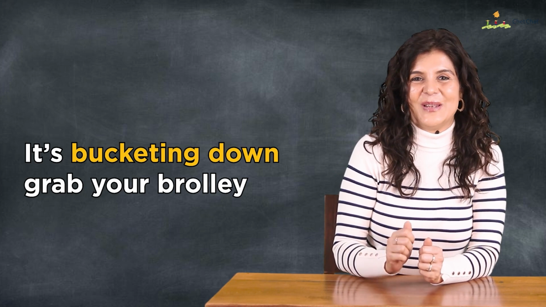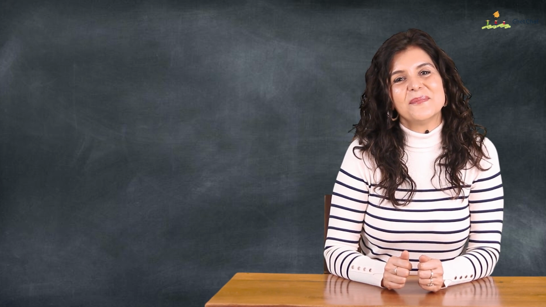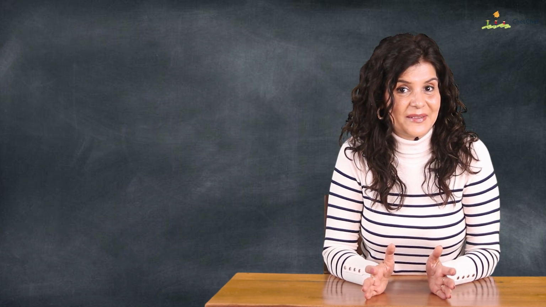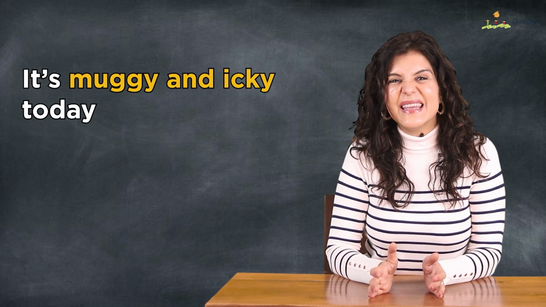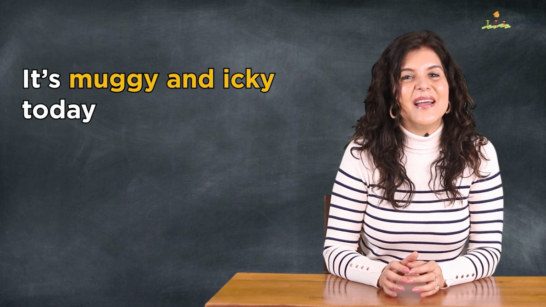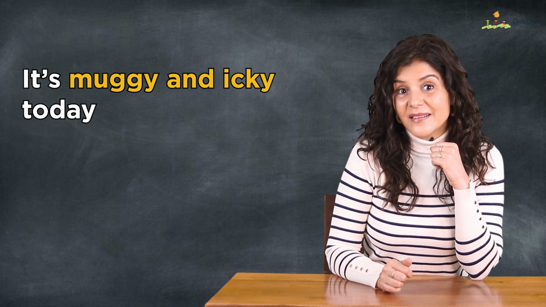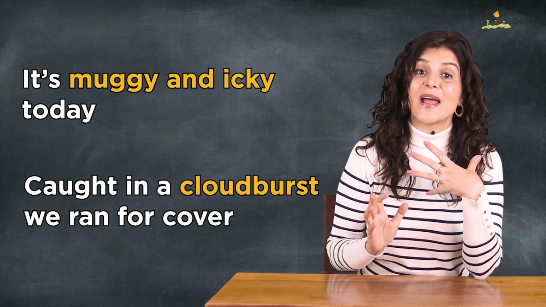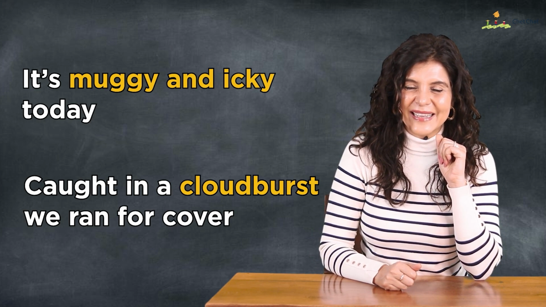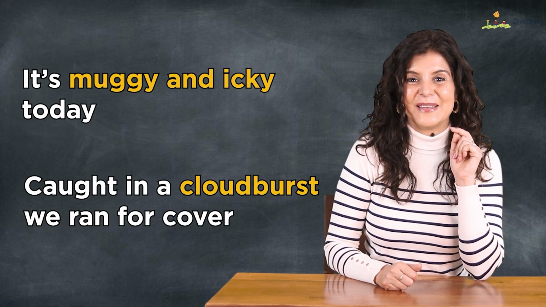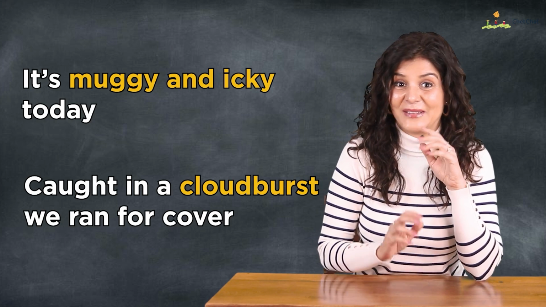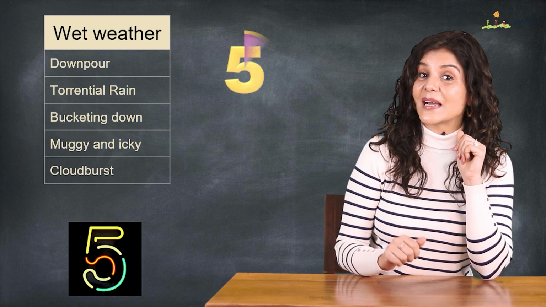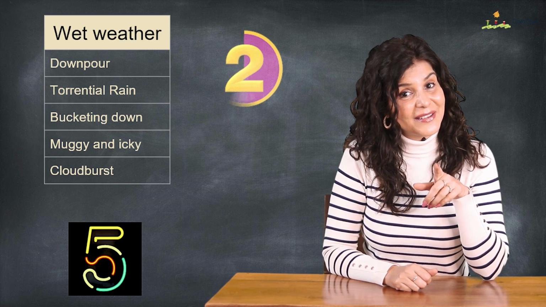Grab your brolly. Sometimes it's not necessarily raining, but it is humid in the rainy season. And you can say it's muggy and icky today. Just like we use the word sudden downpour, we could say caught in a cloudburst. We ran for cover. And like me, if you have lived in Bombay, then you know exactly what I'm talking about, that cloudburst. Okay, and we have a complete table coming up for you, and you need to take a screenshot.